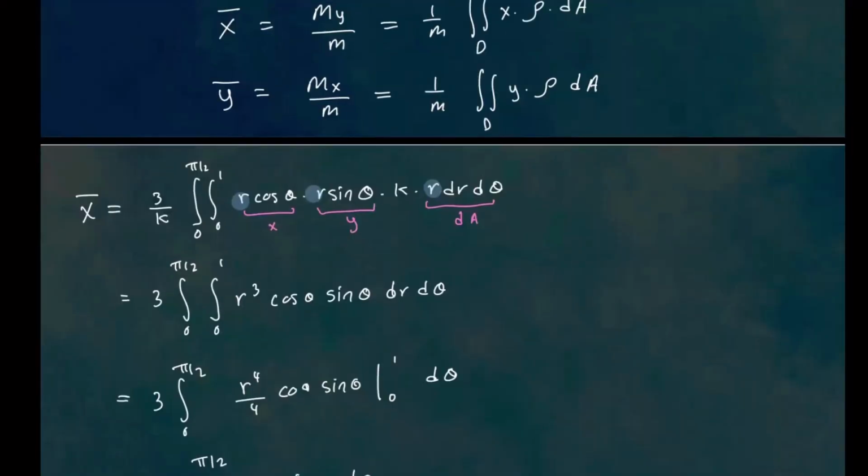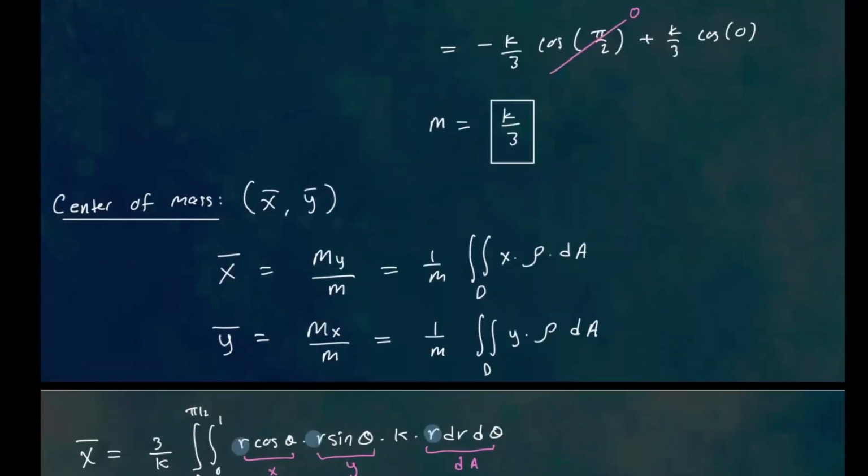So this was x bar. So y bar, we know it's going to be 1 over m. m was k over 3, so I reciprocate that. That will be 3 over k. We have the double integral, same region, r from 0 to 1, theta from 0 to pi over 2. And we multiply this by y, so it'll be r sine theta.